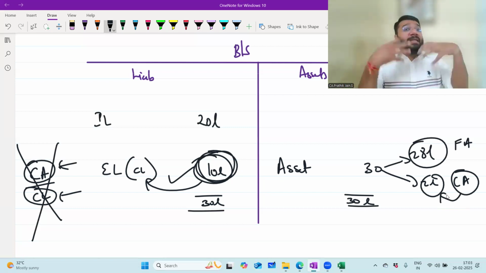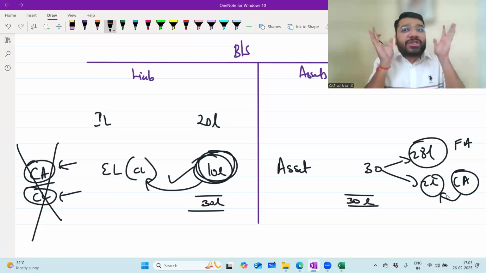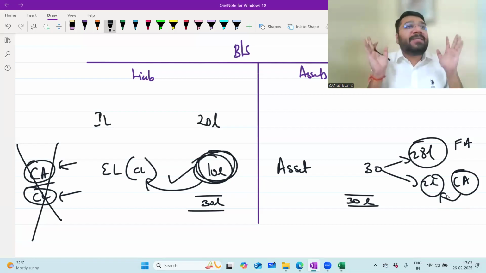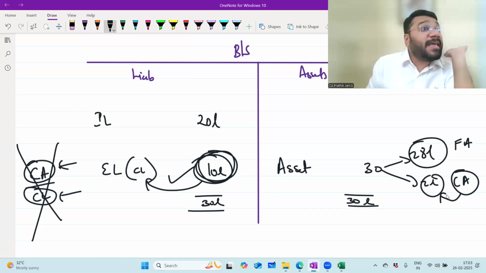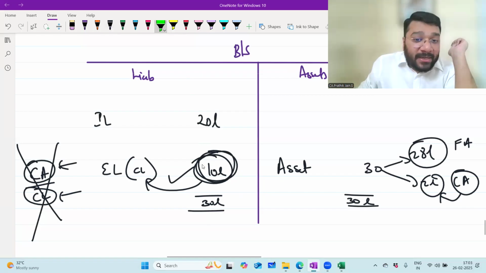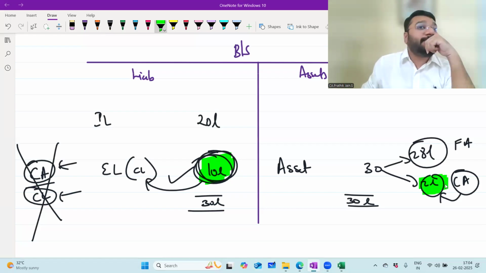2 lakh rupees is the money available to me in the next 1 year. My position in the balance sheet, the position of my business, is safe or risky? Risky. Why risky? I have to pay 10 lakh rupees in the next 1 year, and as of now I have only 2 lakh rupees. Oh my God.